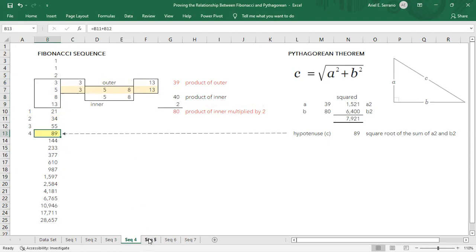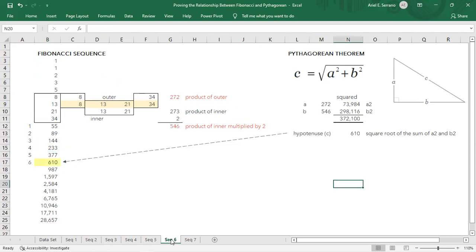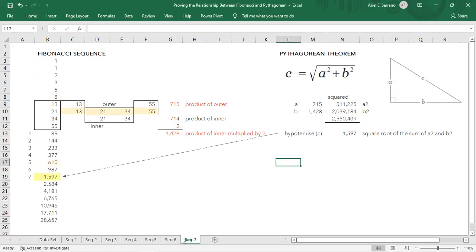At kapag ginawa po ninyo yan sa ibang sequence, okay, the farther that we are getting away from the first amount here, ganun din kalayo yung amount, yung answer doon sa ating hypotenuse. Okay? Nagsample lang ako dito ng hanggang sequence 7 just to validate that that is indeed correct.